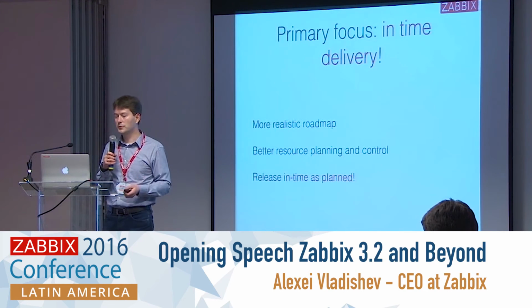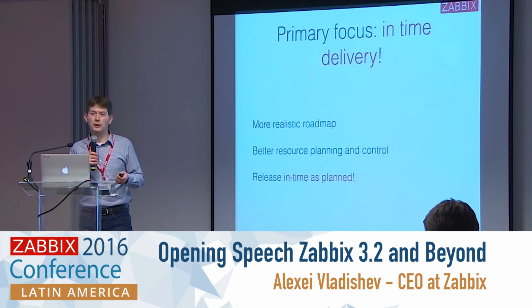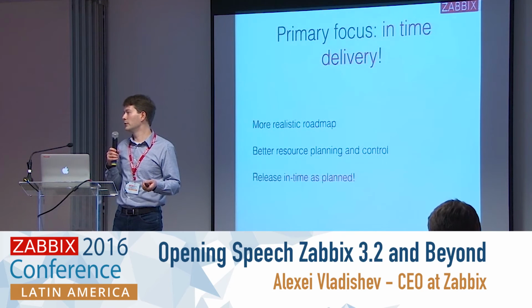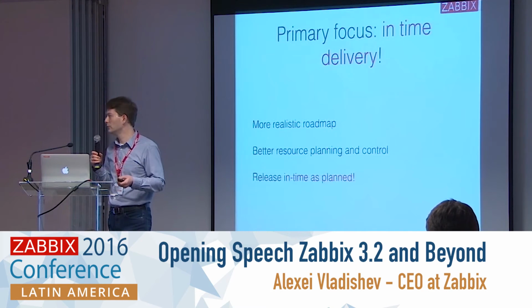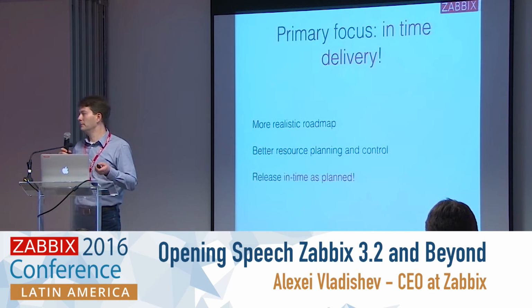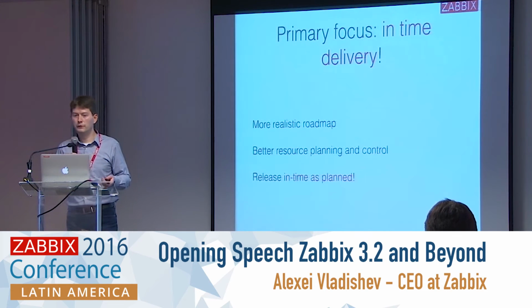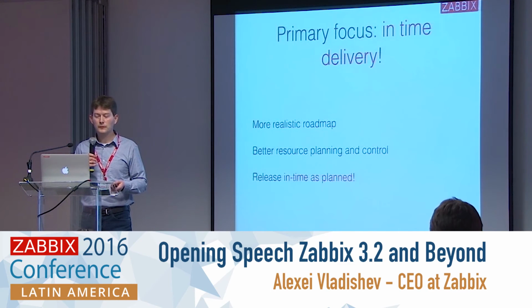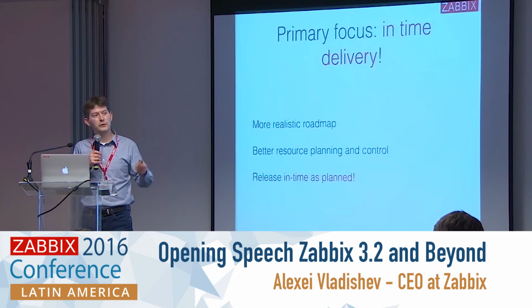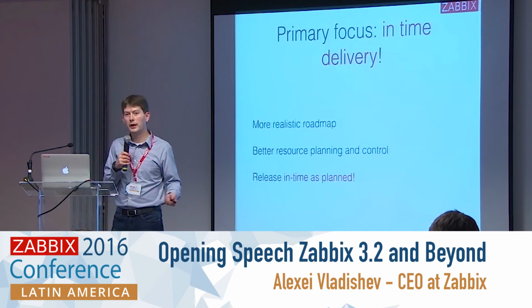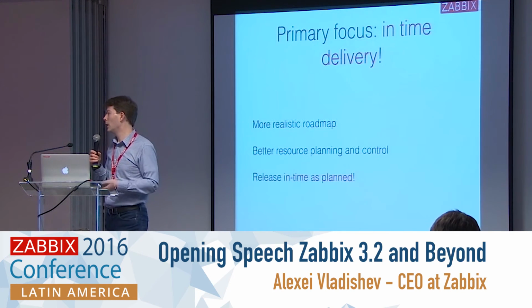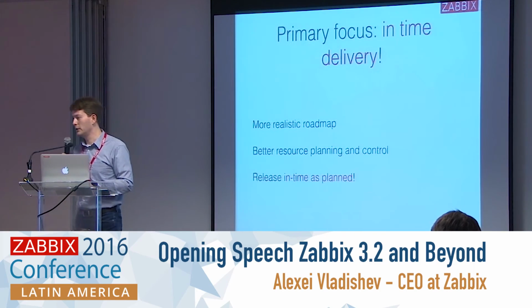And of course, better resource planning and control with very strict deadlines. We are already working on Zabbix 3.2, and some of the features of Zabbix 3.2 could already be available in development branches for early preview. That's very, very important. If we have the release cycle fixed and we have Zabbix released every 6 months, it will be good news for all our users and for our community.